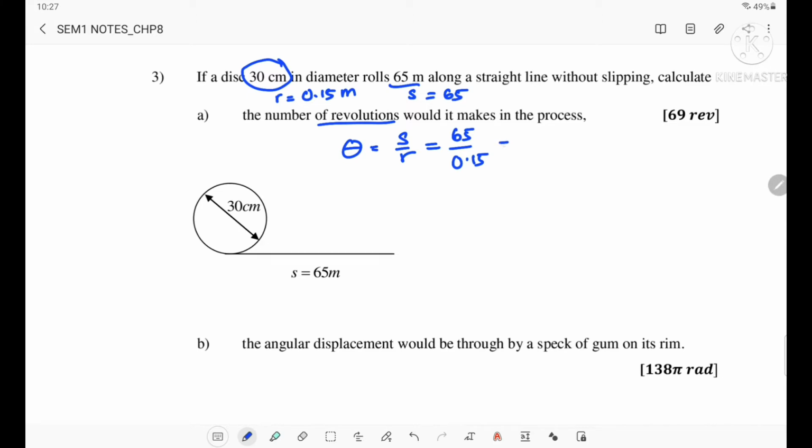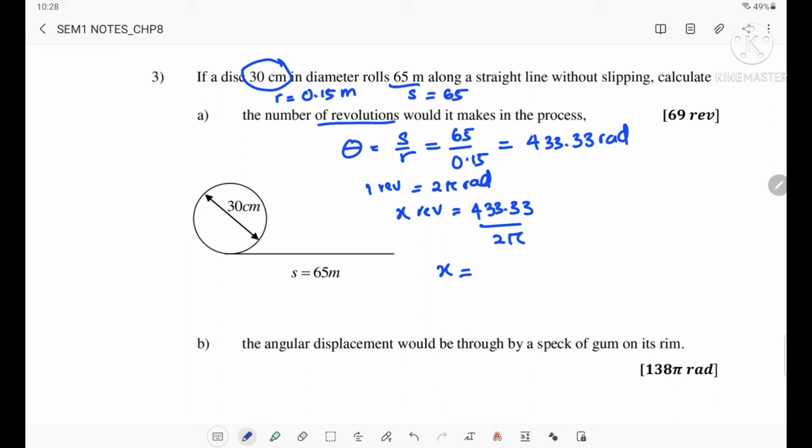And then therefore we get the value of theta is 433.33 radian. So don't forget to convert into number of revolutions, because the question states the number of revolutions. So one revolution is equal to 2 pi radian. So if x revolution is equal to 433.33 radian, divide by 2 pi. So you will get the number of revolutions, which is 69 revolutions.